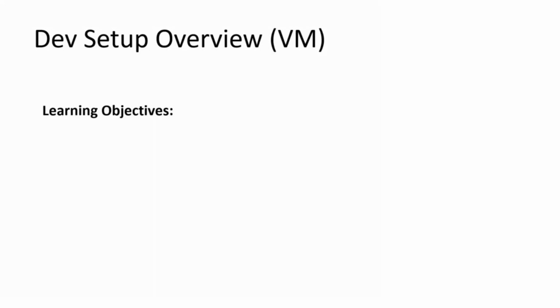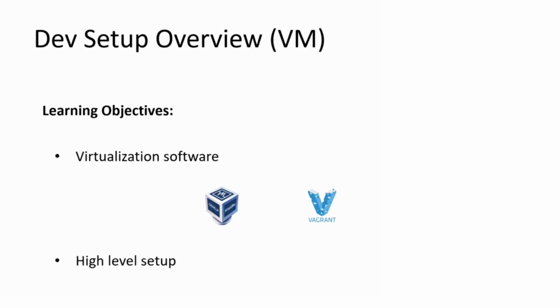Dev setup overview. In this lecture, I'll talk about virtualization and the virtualization softwares that we are going to use for setup of the VM-based dev environment for Hyperledger Fabric. The two softwares that I'm going to discuss are the Oracle VirtualBox and the open source tool Vagrant. I'll also describe how the VM-based dev environment setup will work.